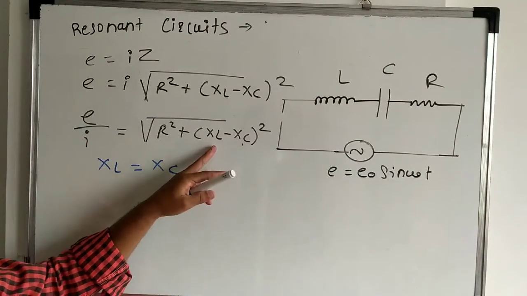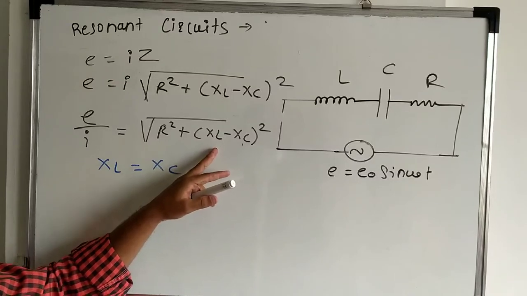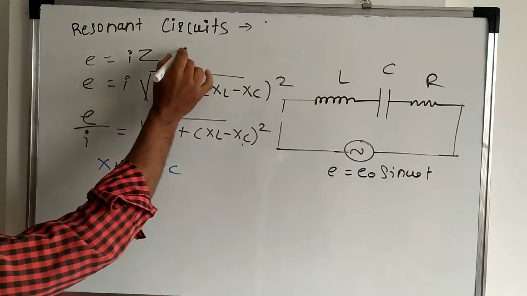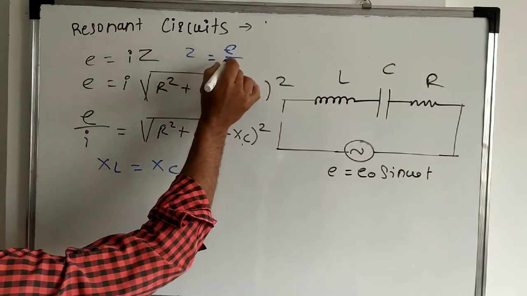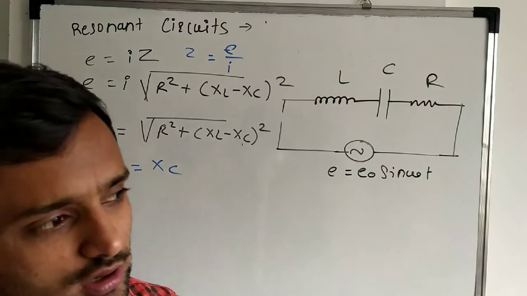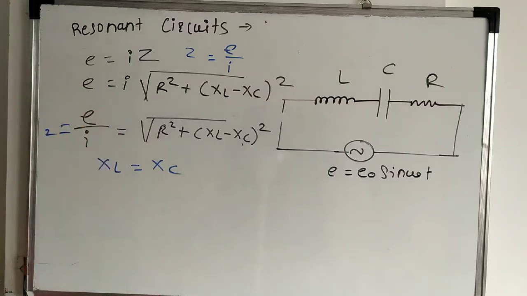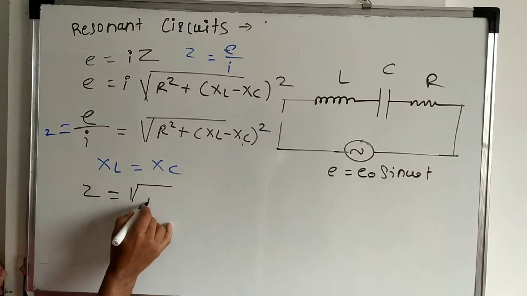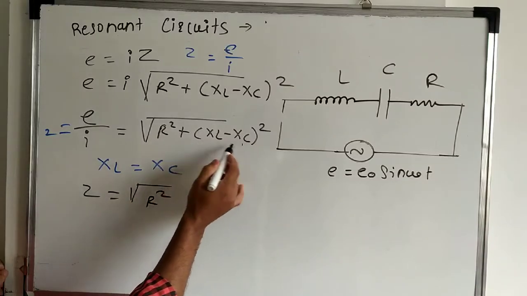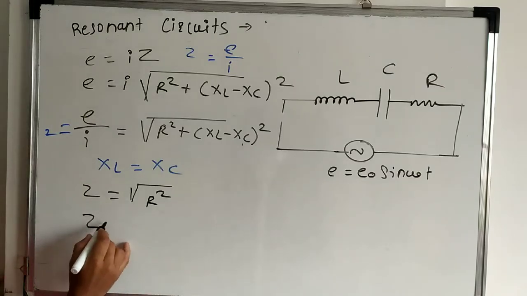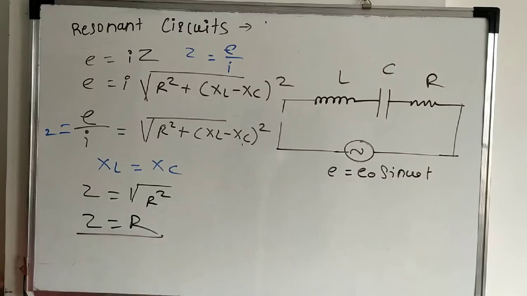If you put it in the above equation of impedance, because Z is equal to E upon I, then the equation for the impedance becomes Z is equal to the square root of R square, because XL and XC are the same, so XL minus XC becomes 0. The remaining term becomes Z is equal to R.